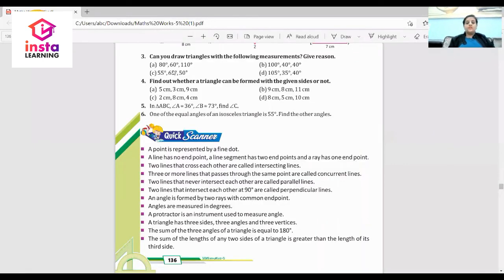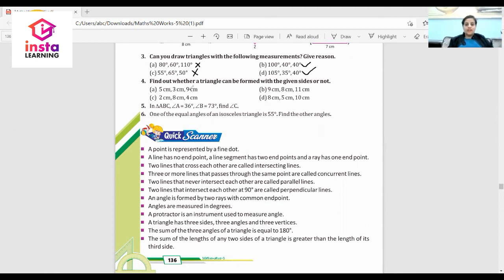Now, can you draw triangles with the following measurements? Give reason. The total should be 180. So see that 80 plus 110 is already 190, so it cannot be drawn. Just write no, can't. 55 plus 65 is 120. 120 and 50 will be 170, so it is less than 180. It cannot be. Here it can be because the sum of all the angles is 180. Here it can be because 105, 35 and 40 sum to 180.